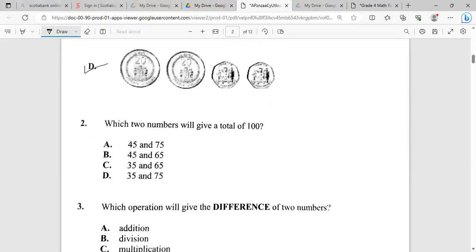Which two numbers will give a total of 100? And that would be 35 and 65. 5 and 5, 10, carry the 1, so that gives us 7. Was it again? C.